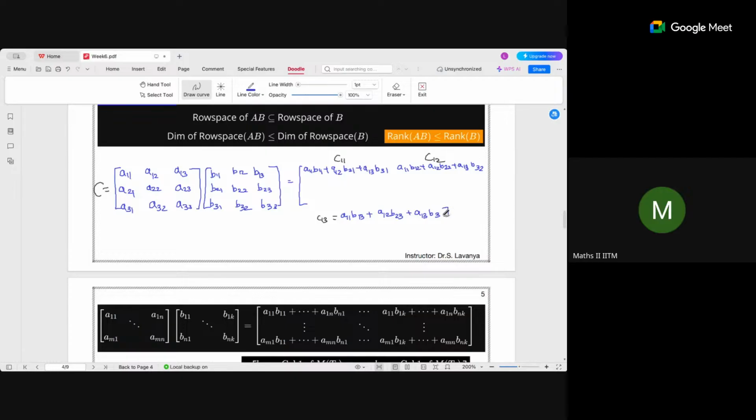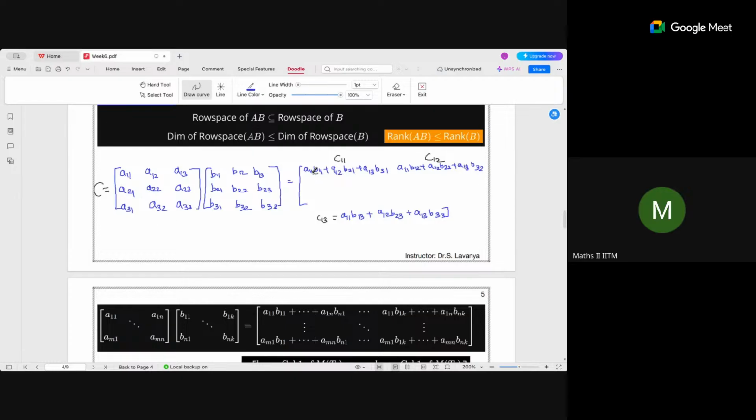Okay. So what do you observe here? Similarly, we have to write the remaining entries. Just let me explain with the first row first of all. What is it that we first of all observe here? Okay. So let's see.